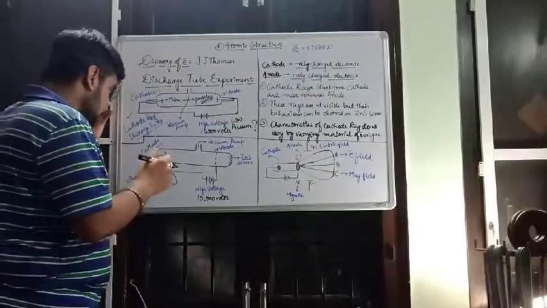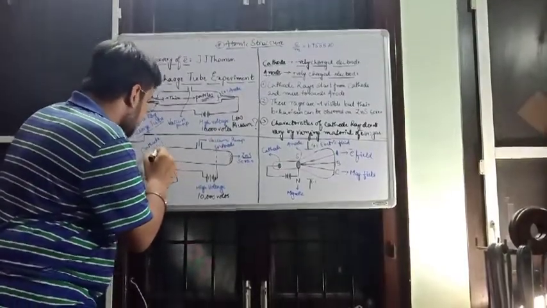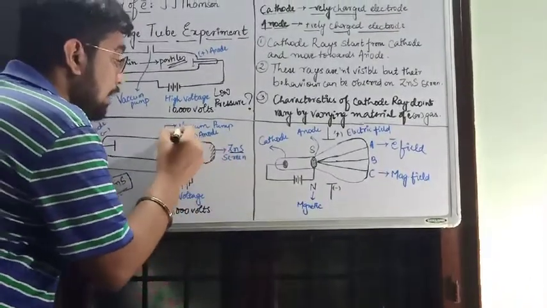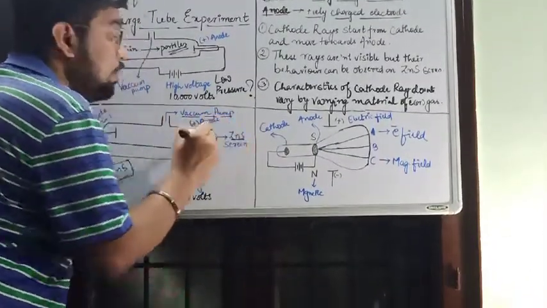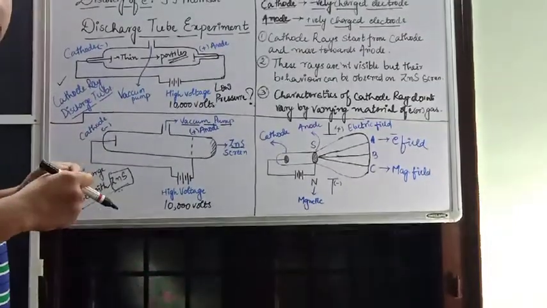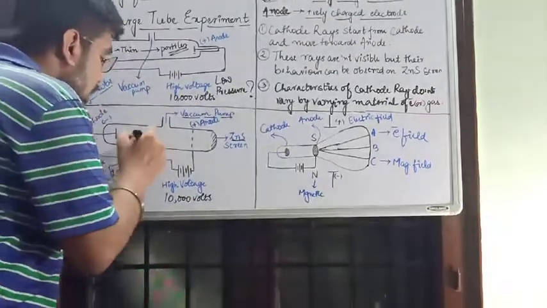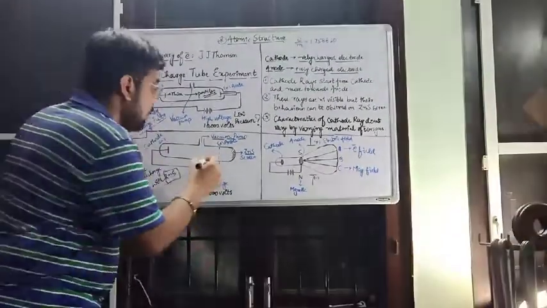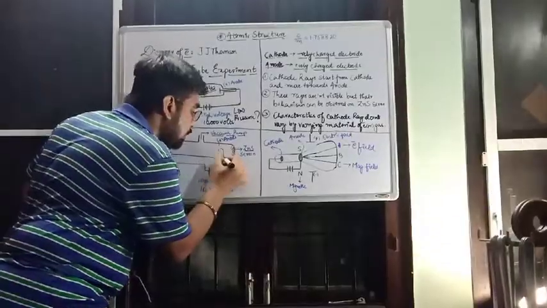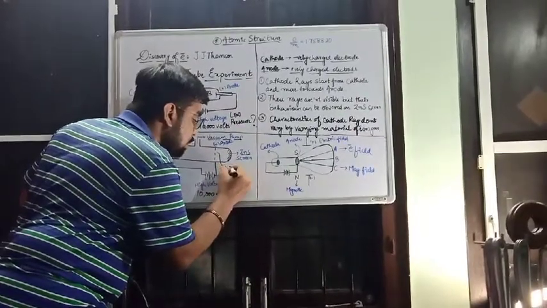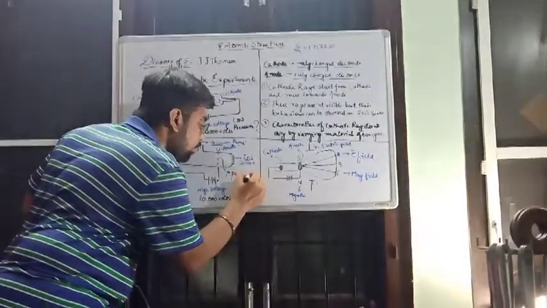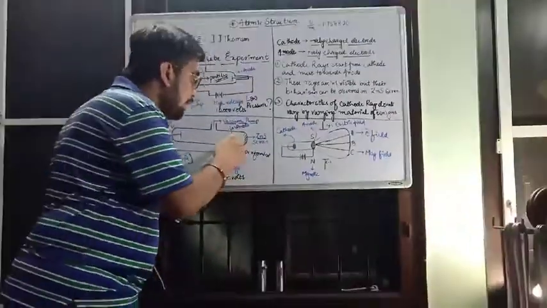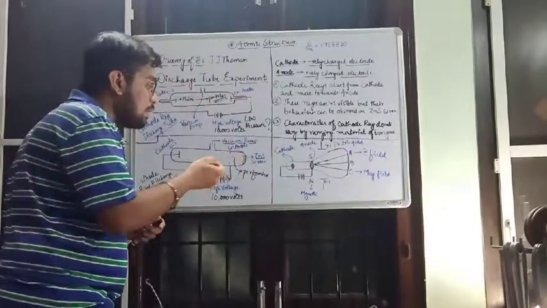Now you can see here, this is the cathode and this is the anode. Here it is again the vacuum pump, which is used for the evacuation of partial gases. Or in actual, you can see the anode here is perforated. Perforated? Yes, perforated means there are tiny holes in the anode.